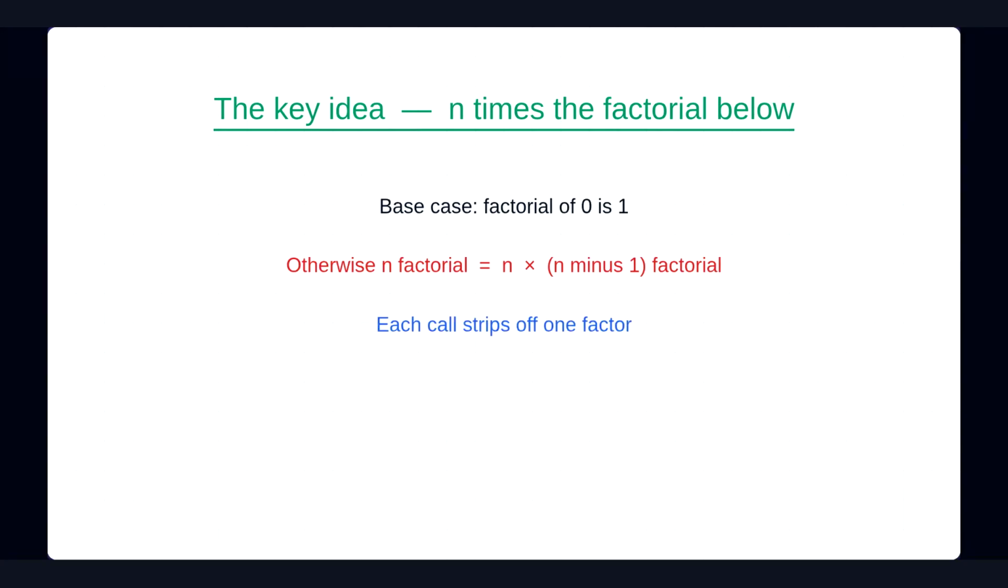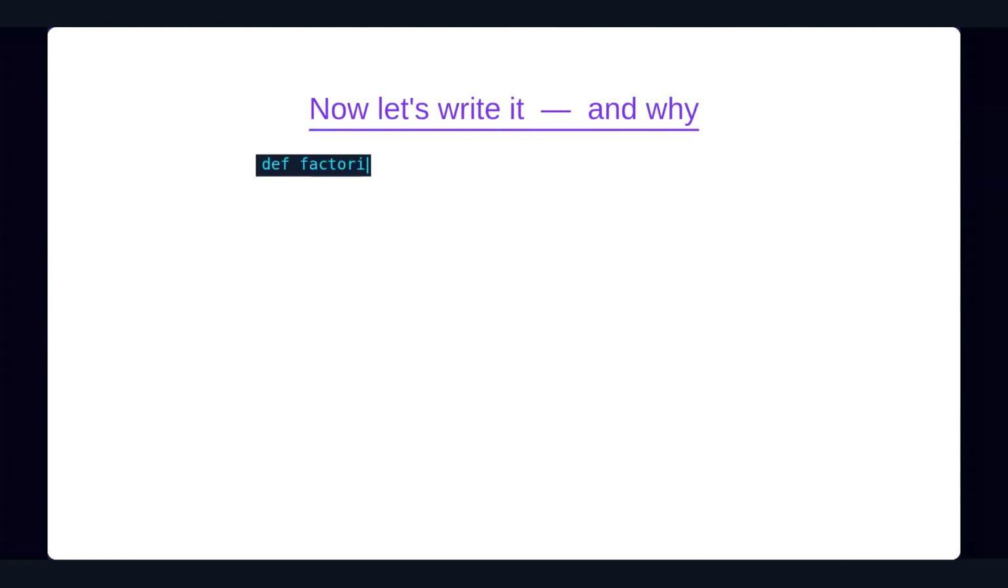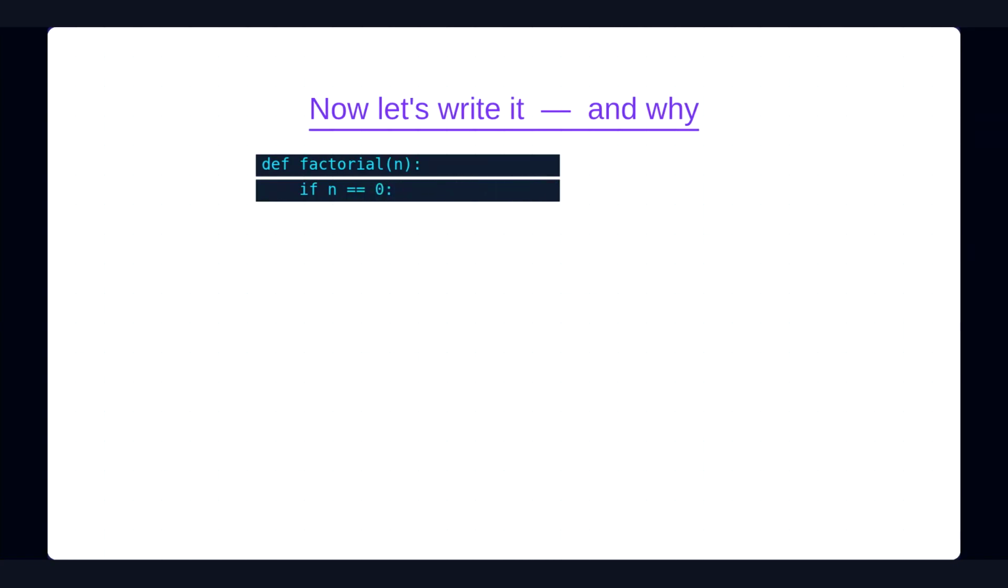Then the multiplications unwind back up. Since n shrinks by 1 each time, it always reaches 0. So the recursion terminates. If n is 0, we return 1, because the empty product is 1, and that stops the recursion. Otherwise, we return n times the factorial of n minus 1. Each level contributes its own factor and relies on the level below to multiply the rest.